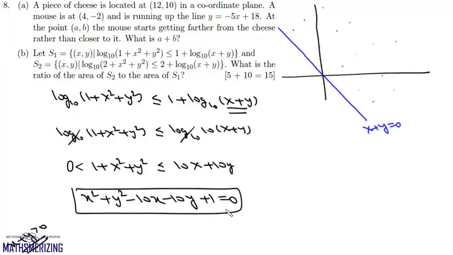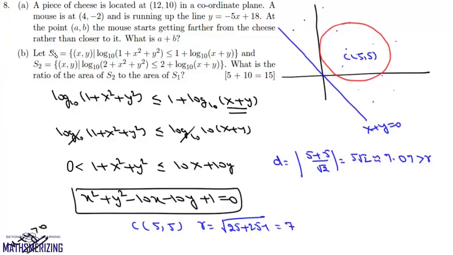Now the center of this circle will be at (5, 5) and its radius will be the square root of 25 + 25 - 1, which will be 7. So the area representing this S1 is the area of this entire circle. So the area of S1 will be simply πr², and r in this case is 7, so it will be simply 49π.